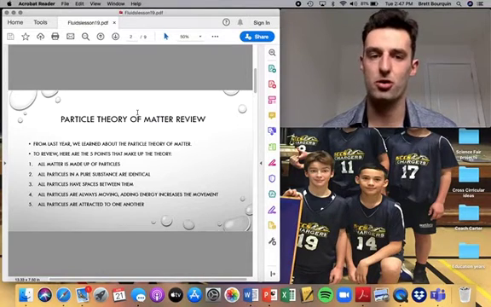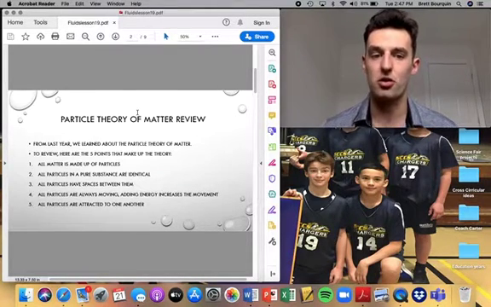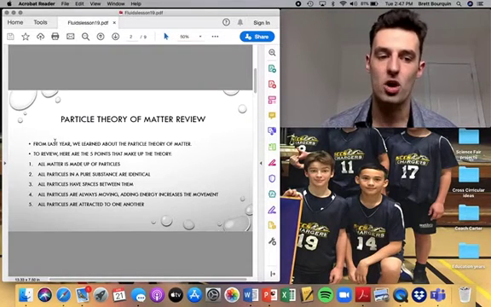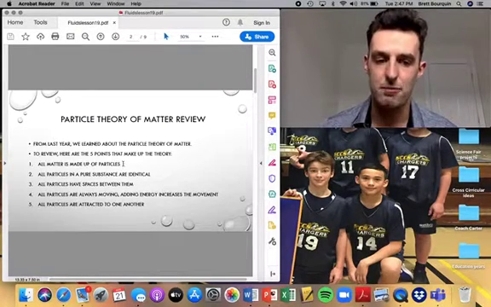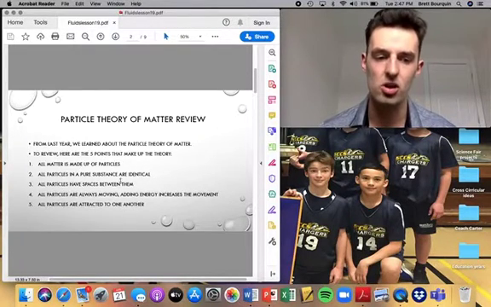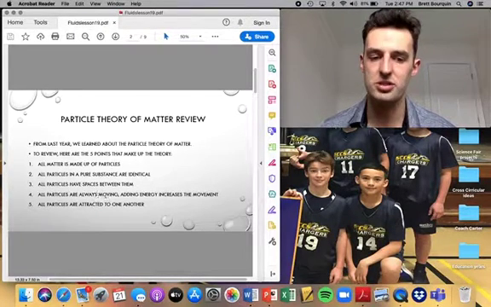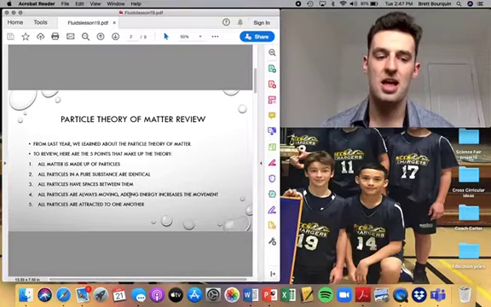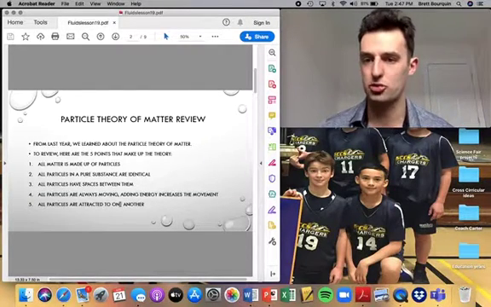Again, we've talked about particle theory a lot in a bunch of different classes. This is, once again, a review of it. To review, all matter is made up of particles. All particles in a pure substance are identical. All particles have space between them. All particles are always moving, and adding energy will increase the movement of those particles. And finally, all particles are attracted to one another.